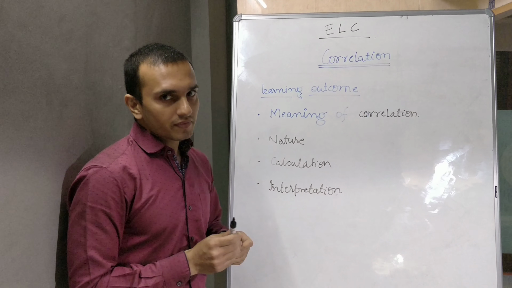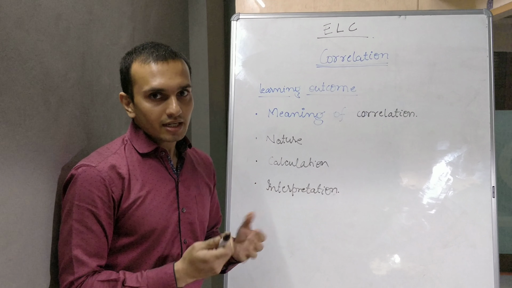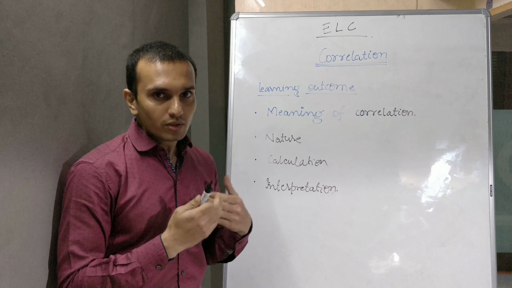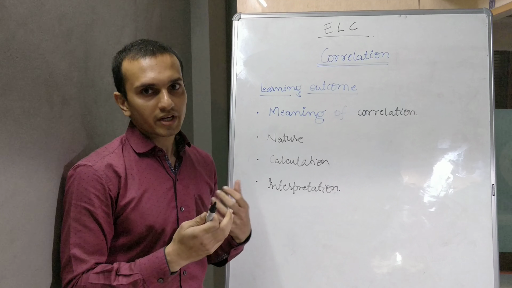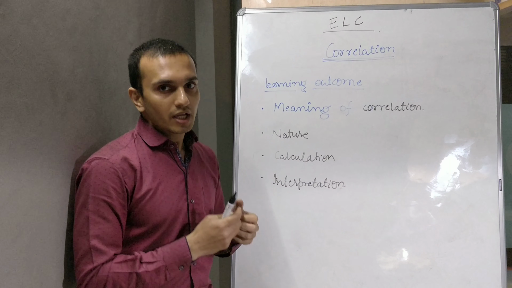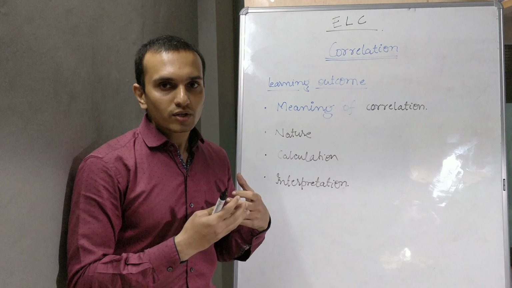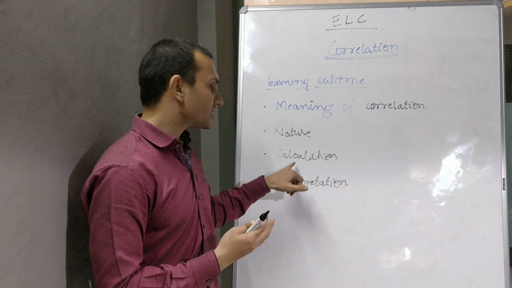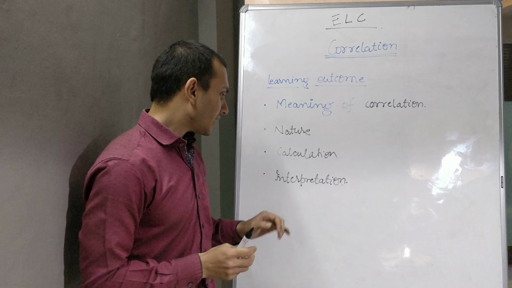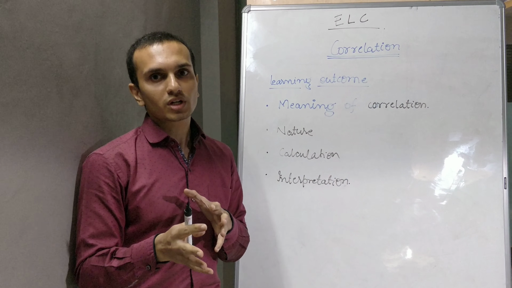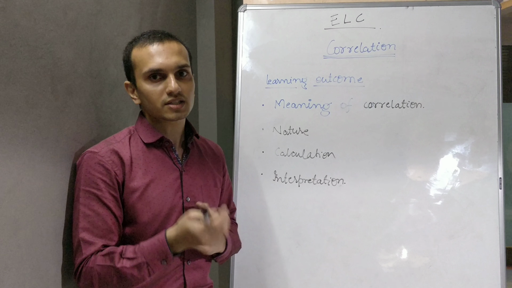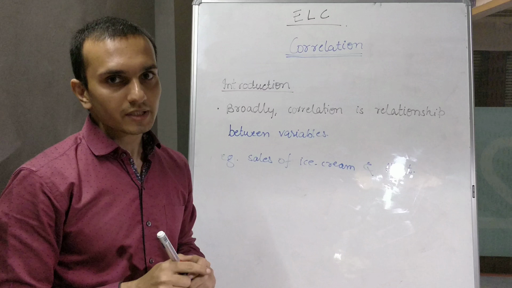The learning outcome of this lecture will be, we'll understand the meaning of the correlation. Secondly, we'll understand the nature of the relationship between two variables that we generally try to establish under correlation. And third, we'll end up quantifying those relationships. That is, we'll start calculating those things in some numerical terms. And at last, we'll start interpreting those relationships. Like if the correlation is positive, what does that mean? And if the correlation is negative, then what does that mean?